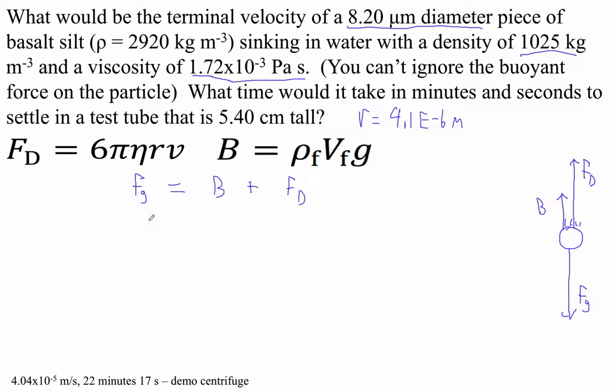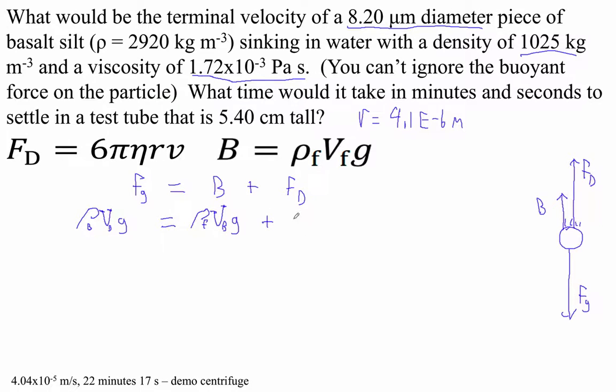The force of gravity is, of course, and we've done this before, mass times g. And the mass is the density times the volume, right? So the force of gravity is the density of the basalt times the volume of the basalt times g. And then that's going to equal the buoyant force, which is the density of the fluid, the seawater in this case, times the volume of the fluid displaced, which is the same as the volume of the piece of basalt, due to Archimedes' principle, right?